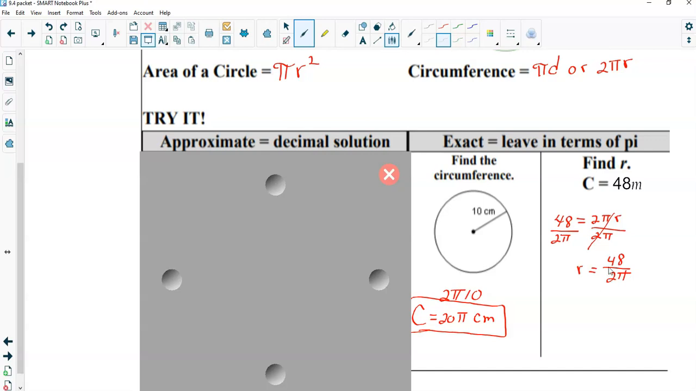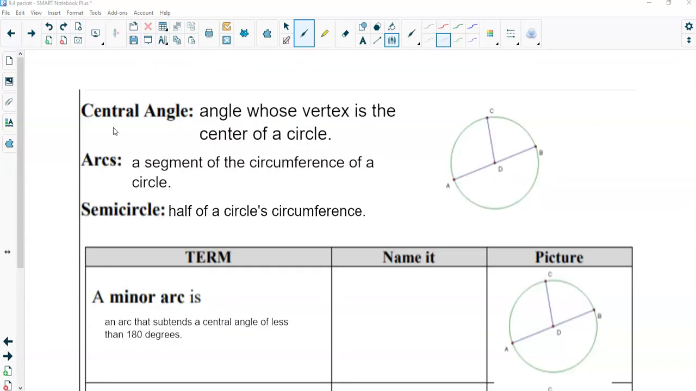Now, what is 48 divided by 2? Well, 48 divided by 2, that's 24. So the radius is the same as 24 over pi. Okay? 24 over pi. So that would be my answer. Okay, that's the actual measurement, and this is in meters. There you have it.